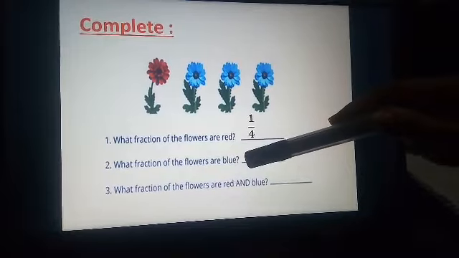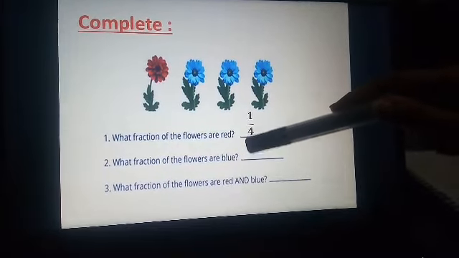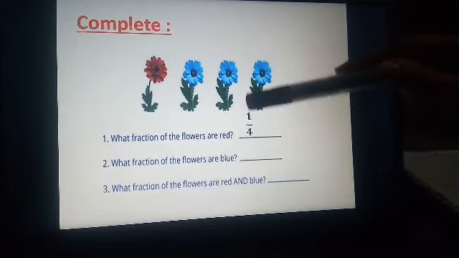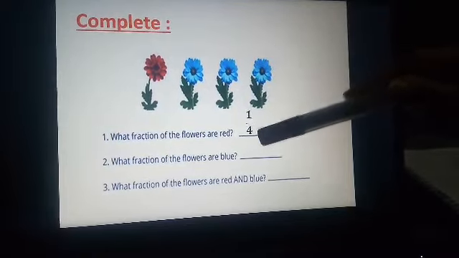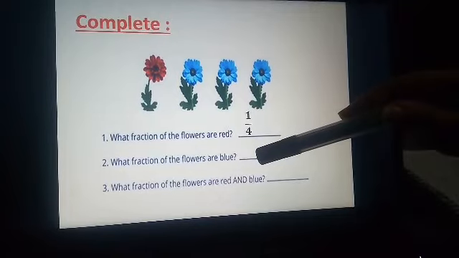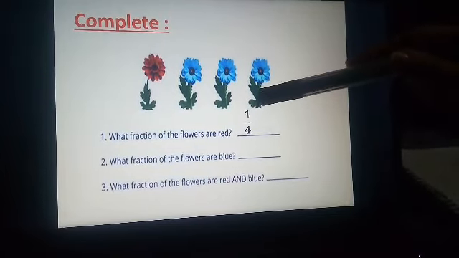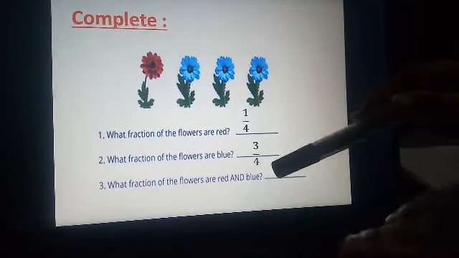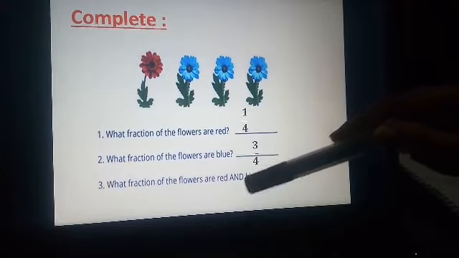Here, what fraction of flowers are blue? What's the number of blue flowers? Let's count them. 1, 2, 3. So I will write up number 3. And what will I write down? Excellent. The number of all flowers. How many flowers? 4. It will be 3 quarters.